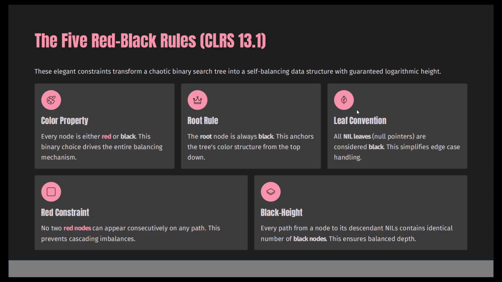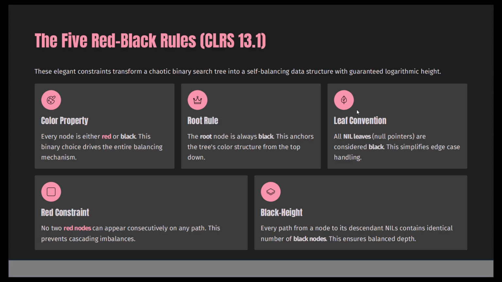Rule 1, color property: every node in the tree must be either red or black. This color property is the main idea that helps control the balance. Rule 2, root rule: the root node must always be black. This rule stabilizes the tree from the top. Rule 3, leaf rule: all nil leaves, which represent null pointers, are considered black. This helps simplify edge cases when performing operations.